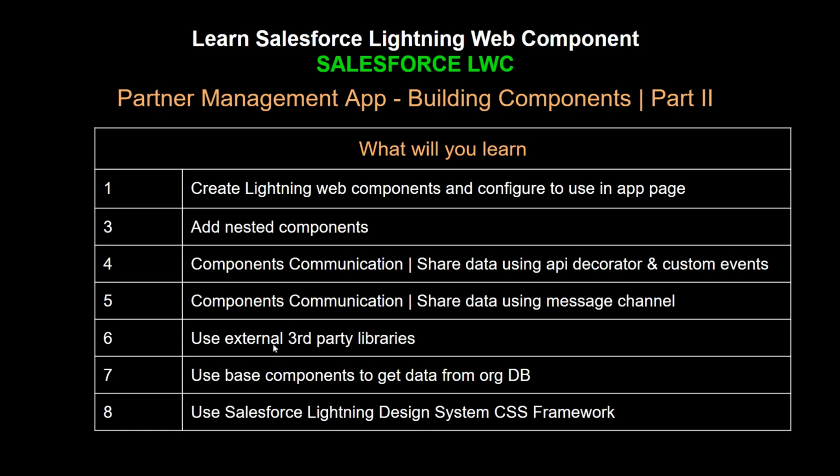We will also use third-party libraries, a JavaScript library to plot a map in our Lightning Web component. We will also use additional base components to get data directly from the database. Other than that, we did use CSS framework and nested components back in part 1. We'll continue doing the same design.